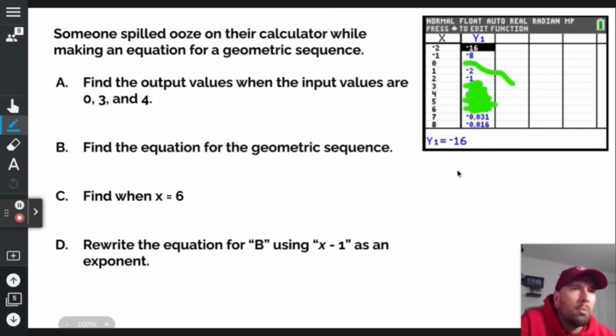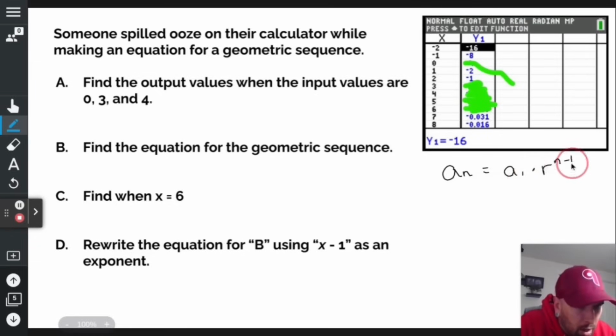All right, so let's remind ourselves that for a geometric sequence, a sub n equals a sub 1, the first term, times the common ratio to the power n minus 1. For those of you wondering, am I going to have to memorize these formulas for the AP exam? Yes, memorize them. Memorize them good. Find the output values when the input values are 0, 3, and 4. Oh, that ooze really got in the way. Well, let's see what it looks like we're doing.